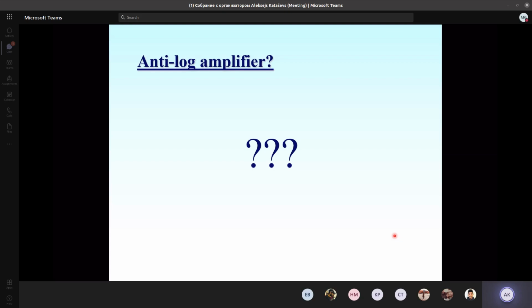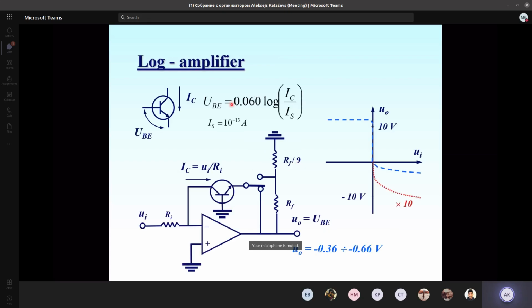Is there any ideas? So look at this. We have this relationship: U is proportional to the log of I. So I put here a transistor, and my output voltage is proportional to the logarithm of the input current. Now I wish to get the anti-log. So I may write that my current is proportional to the anti-log of U. So I have to get some current in the output that is proportional to the anti-log of the voltage.